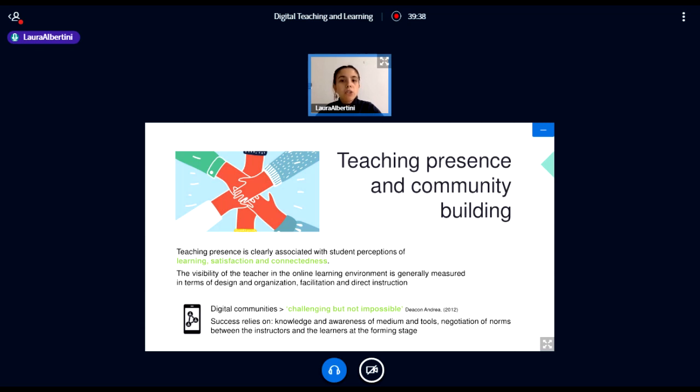This was especially significant for our beginners course, first because we didn't meet in person very much, and also because despite being digital natives, students were using these tools in an academic context for the first time. So as the development of digital communities can be challenging but not impossible, we recognize that success relies on the knowledge and awareness of the medium and tools that are employed, and a negotiation of norms between the instructors and the learners at the forming stage, involving the initiation of and the participation in discussions about goals, liability, and communication style.